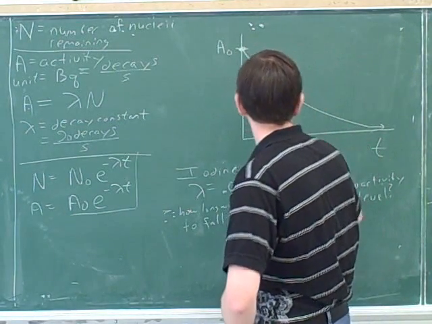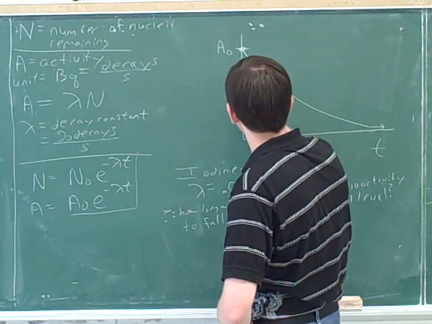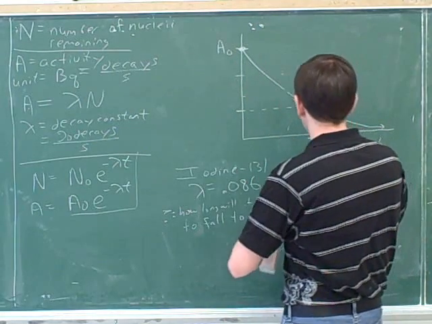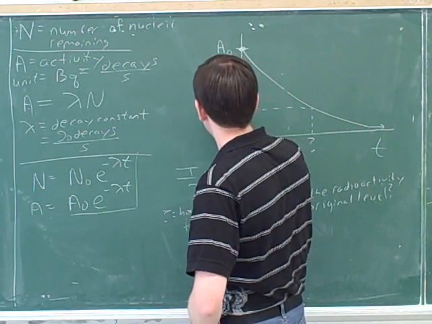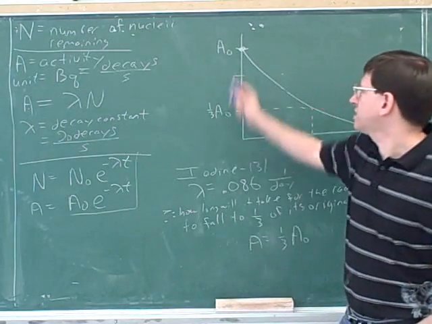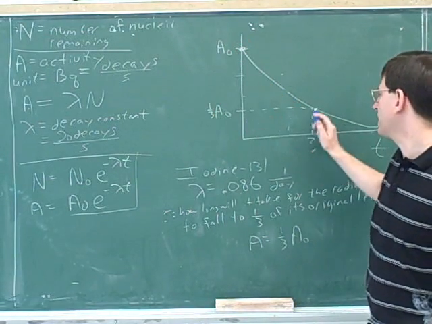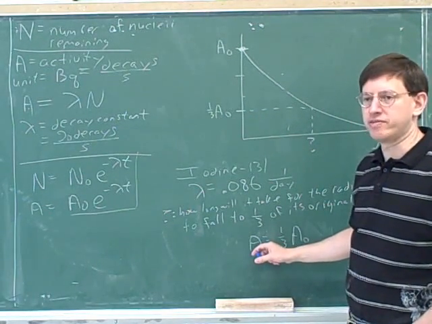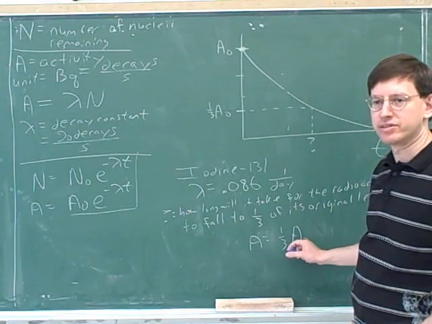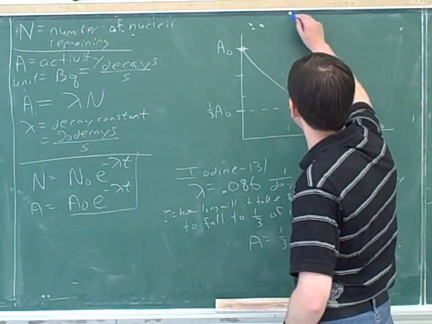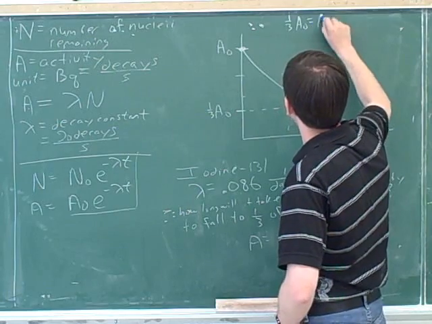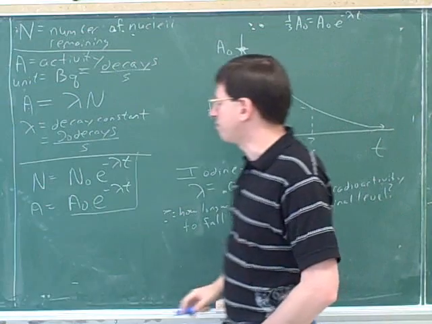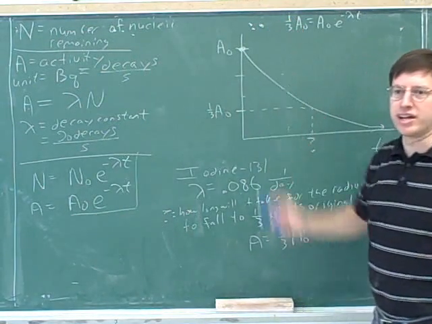It's probably a good idea to try to build this into our table here. So what we're trying to do in our table is figure out what would be 1/3 here? About here? If the radioactivity started at this level, we want to know how long it takes to get to this level. So we want the actual radioactivity to have fallen to 1/3 of the original level. So putting into our equation, that would mean 1/3 A naught equals A naught e to the negative lambda t. So instead of plugging in A, we can plug in 1/3 of A naught.